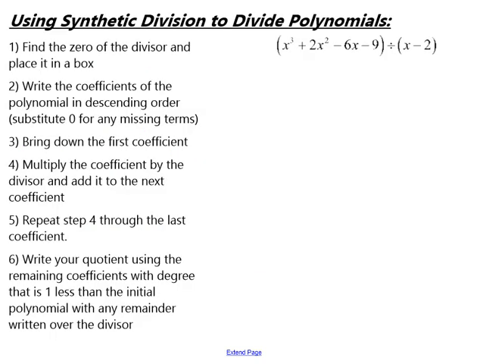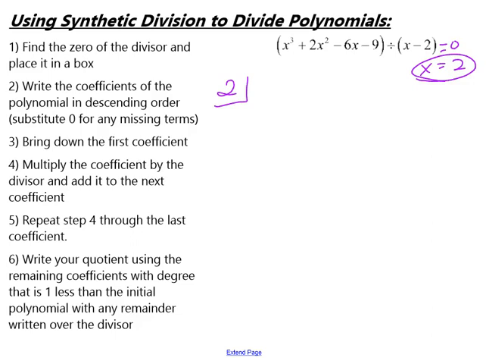So if we're using synthetic division to divide polynomials, these are the steps we want to follow. First, you need to find the zero of the divisor and place it in a box. So our divisor is x minus 2. We set that equal to 0, add 2 to the other side, so we get x equals positive 2. So we are going to set that number inside a box.